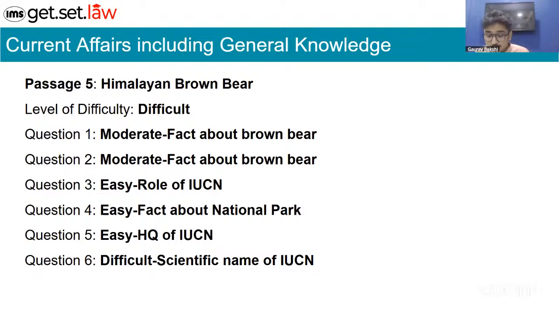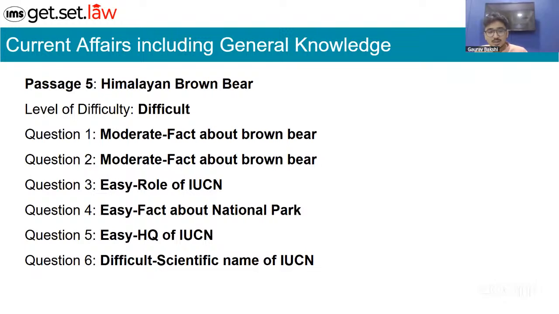Let's see the first question. Himalayan brown bears are typically found at an altitude of. The answer is 3,000 to 5,500 meters. Some might have not got this answer right. The 50th question is also on the difficult side, moderately difficult. IUCN status of Himalayan brown bear.